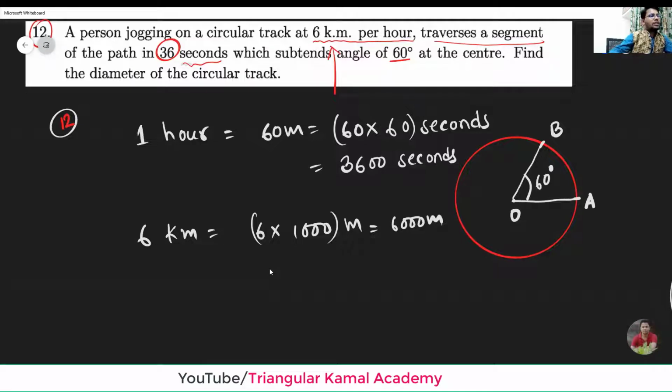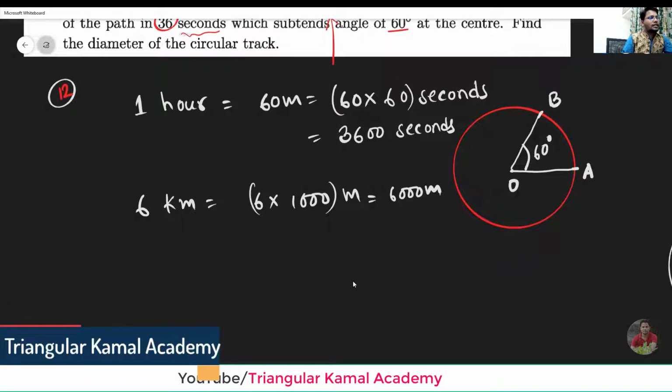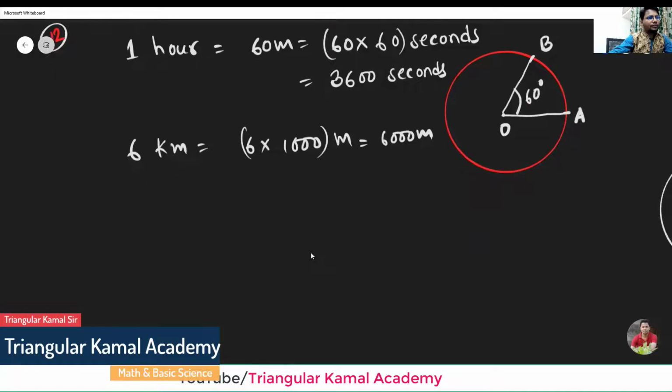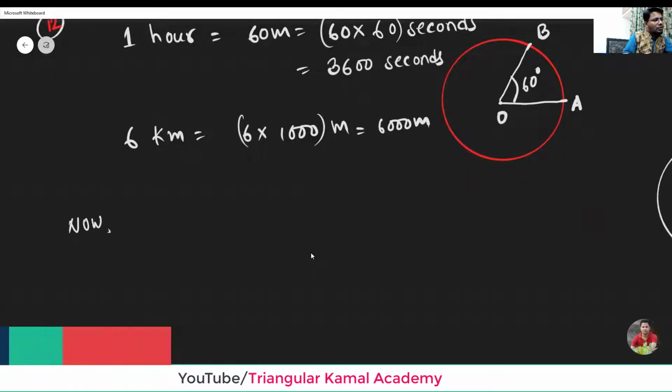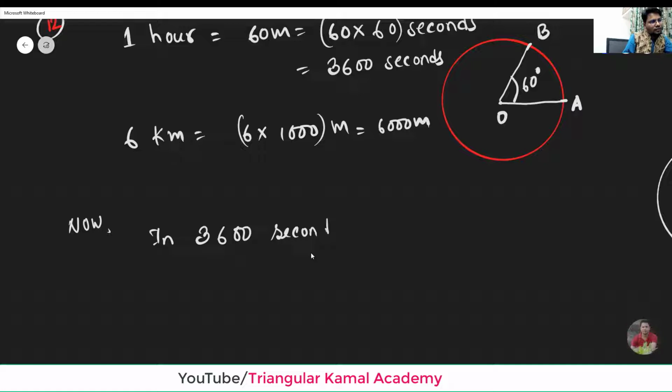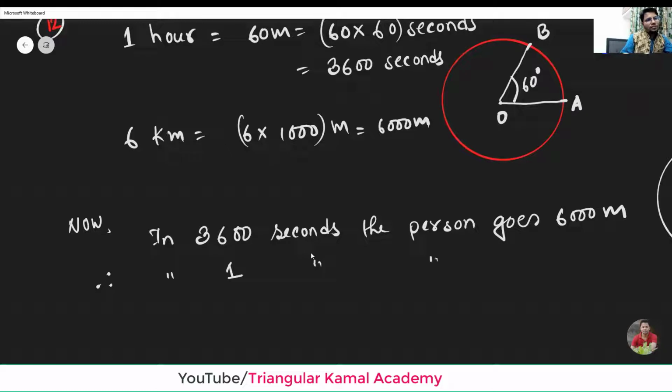So that means the speed is 6 km/h. This means in 1 hour the person goes 6 km. In the same way, in 3600 seconds, the person goes 6000 meters. Now, in 1 second, the person goes 6000 divided by 3600 meters.